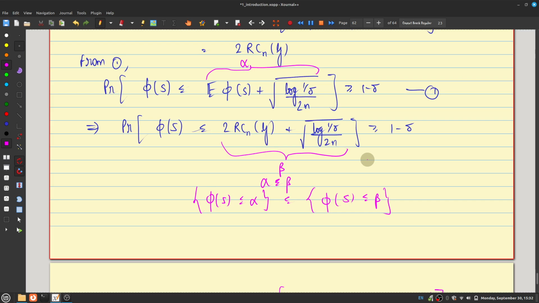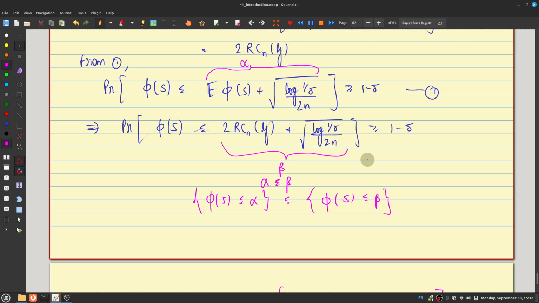The loss function, I'm assuming the loss function is always non-negative. Right? The loss function is between 0 and 1. That is the assumption. And in general, we always assume that the loss function is non-negative. Whether it's bounded by 1 or not, it's at least 0.